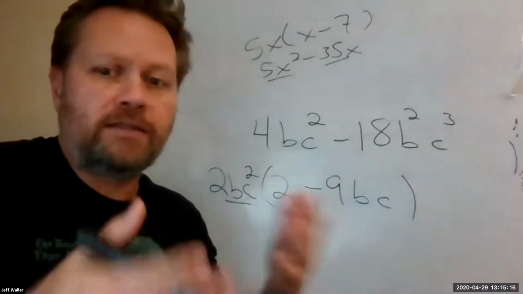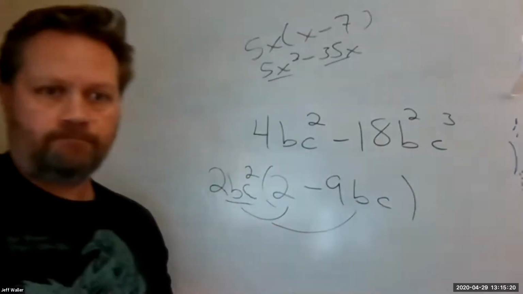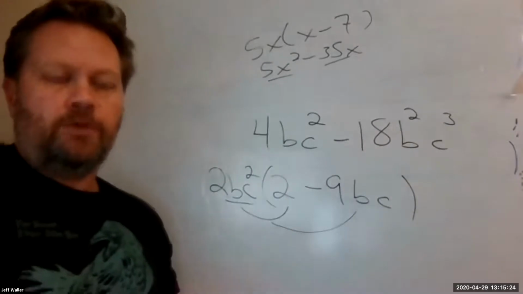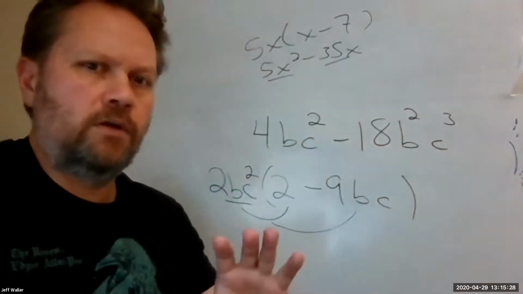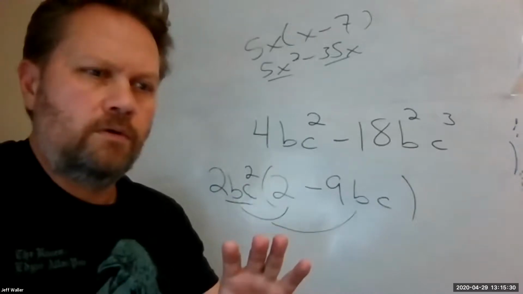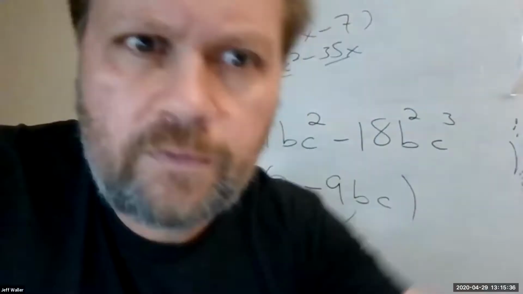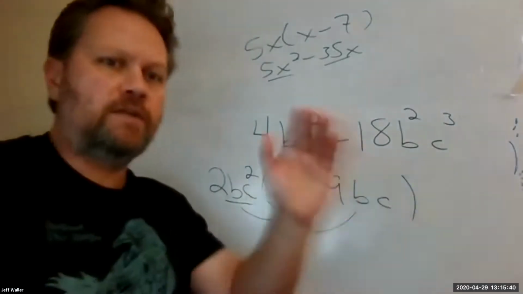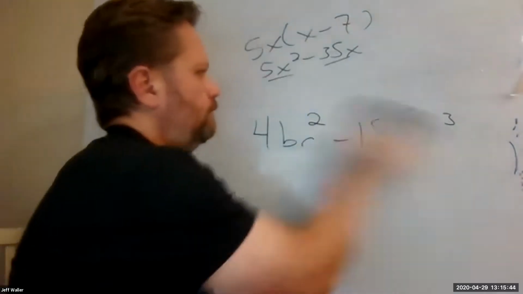How do you check this kind of problem? Well, you just multiply that back in and make sure that it comes out to be this. So it is just distribution in reverse. So this is a GCF, right? Yes, GCF, greatest common factor. Let's try another.